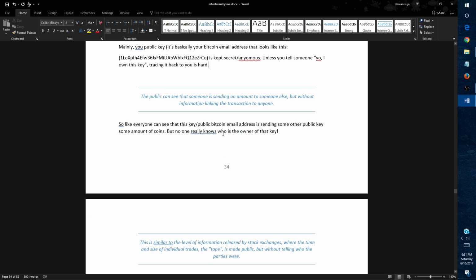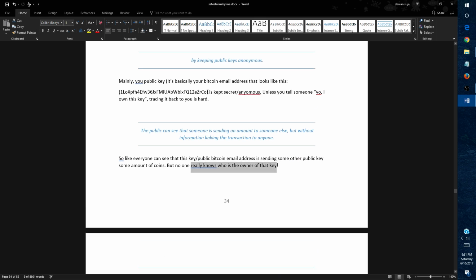The public can see that someone is sending an amount to someone else, but without the information linking the transaction to anyone. So everybody can see that this key / public Bitcoin address is sending some other public key some amount of Bitcoin, but no one really knows who is the owner of this address. So no one really knows that I own this address. Well, once you read this, you'll all know that I own this address. But once you make your own addresses that look like this, there's really no one that knows it's you.